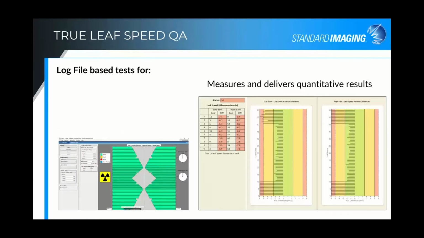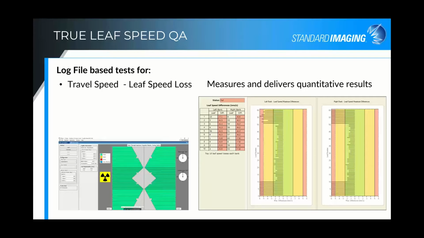Got a couple types of MLC tests, including the leaf speed QA. And the nice thing about our leaf speed is it's a true leaf speed QA. We don't do an average across an open field. We actually look at each individual leaf and report the leaf speed loss of each individual leaf.